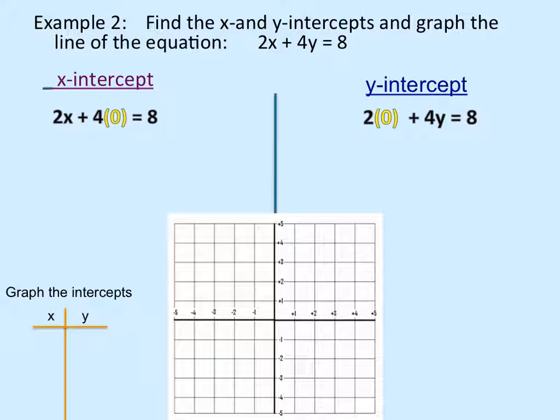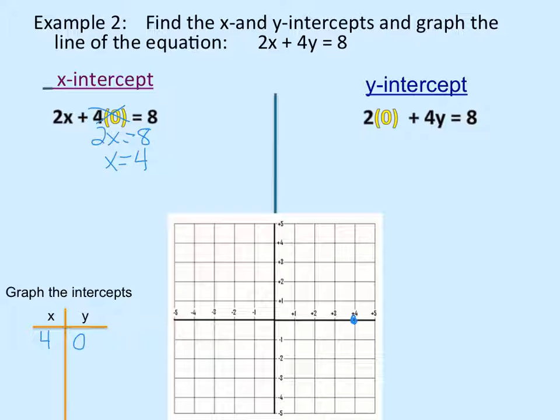So your second example, 2x plus 4y equals 8. So we'll solve for the x-intercept. Since we want x, again, we put in a 0 for y. We'll have 2x equals 8, and x would be 4. So as an ordered pair, 4, 0, and I'm going to go ahead and graph it right now as well.